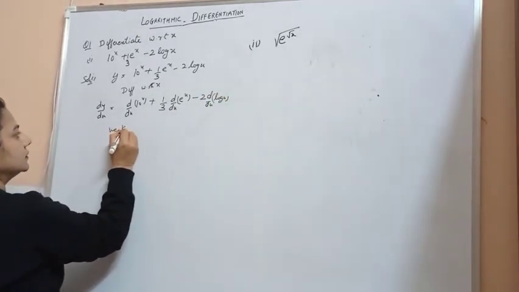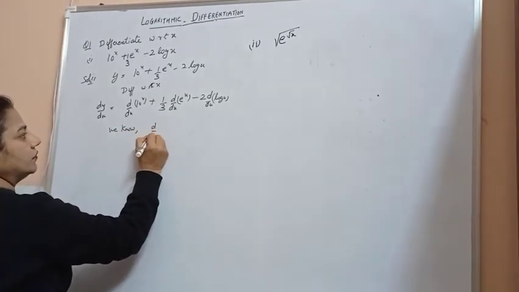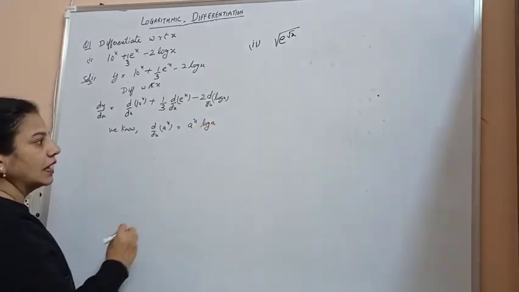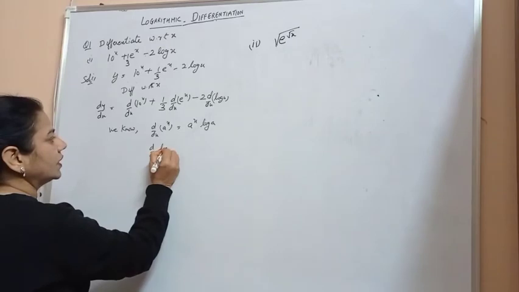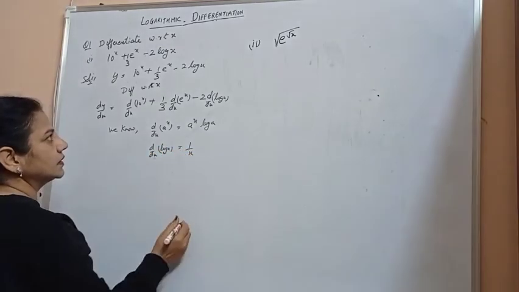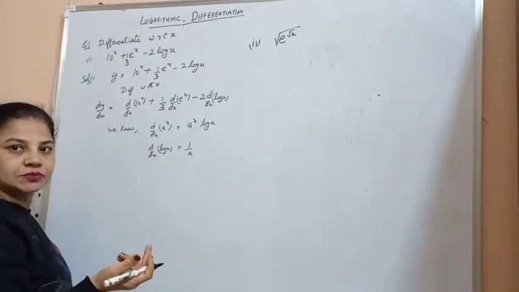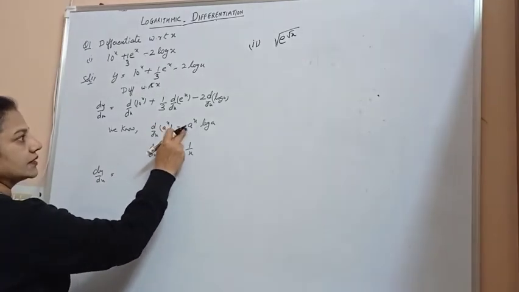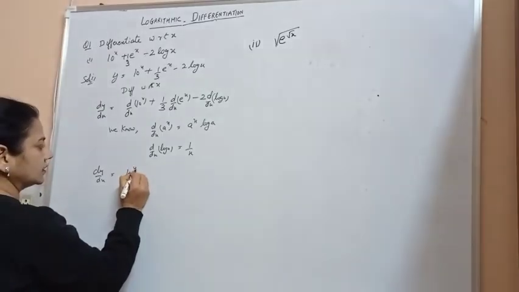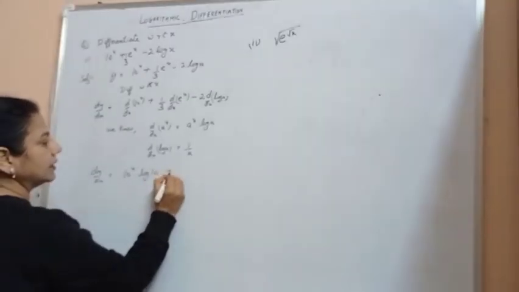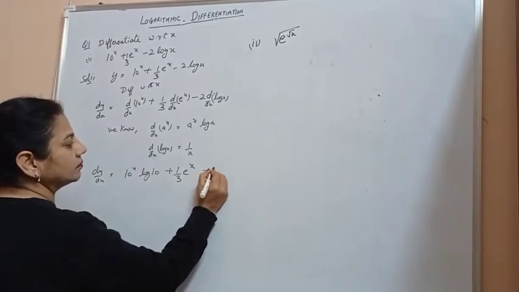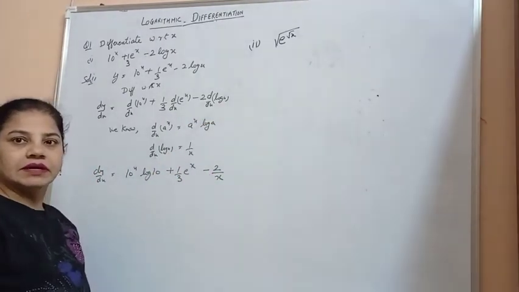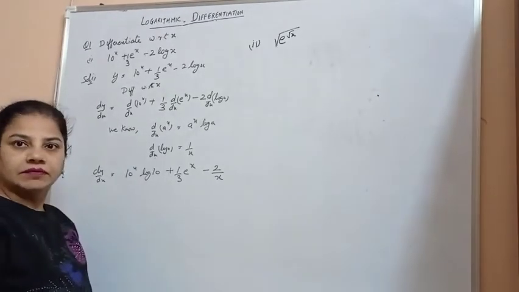We know that the derivative of a to the power x is equal to a to the power x log a, and the derivative of log x is given as 1 by x, and the derivative of e to the power x is the exponential function itself. So we get dy by dx as a to the power x log a, meaning 10 to the power x log 10 plus 1 by 3 e to the power x minus 2 upon x, as the derivative of log x is 1 by x, so it gives me minus 2 by x. This is how we calculate the derivative of the given function.